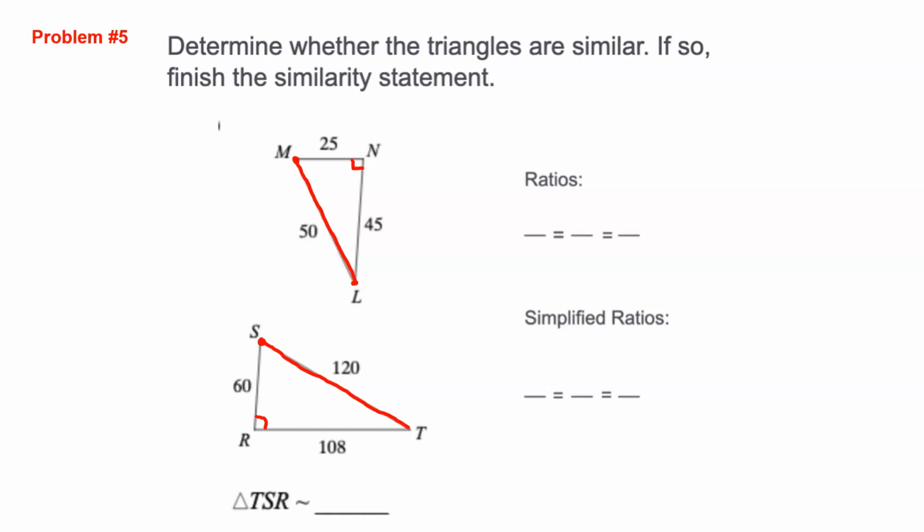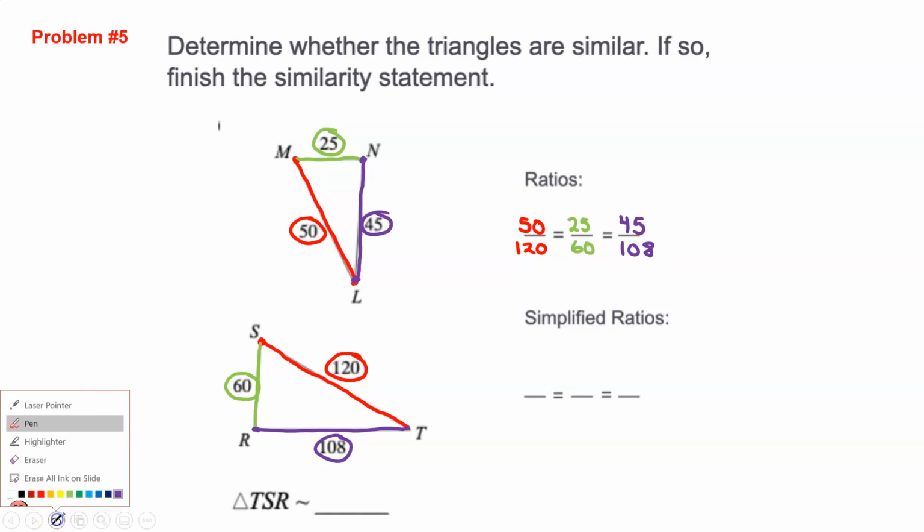Those are the sides that are matching, right? If we're trying to eyeball it, see if these are actually similar, those are the sides that I want to compare. So I'm going to say 50 over 120 is equal to, well, let's find a different one. I'm going to use this top side right here, which is 25. Looks to be comparable to 60 here. So I'm going to say 25 over 60. And then, of course, the last side here, which is 45 over 108. Okay, so that's my ratio.